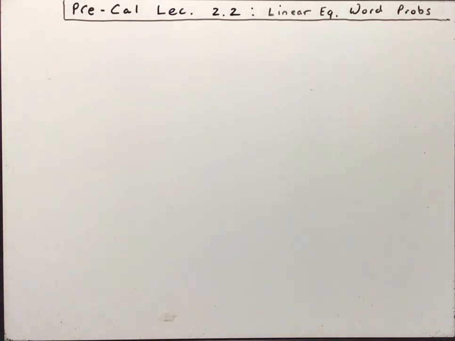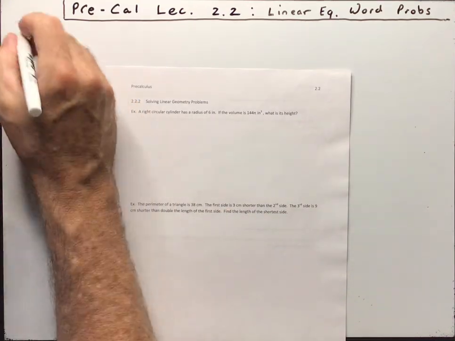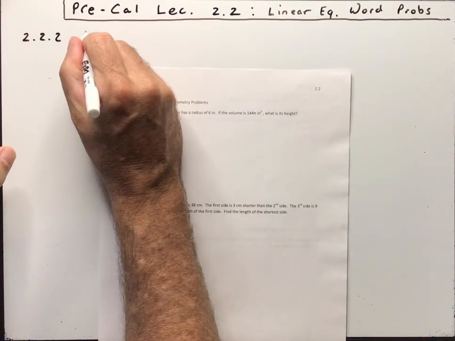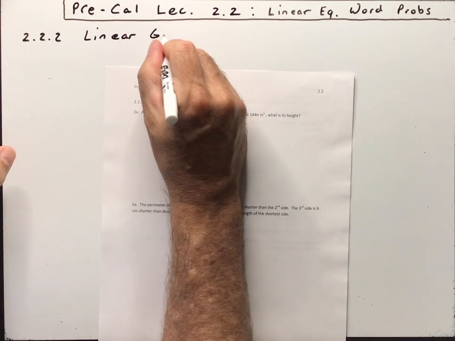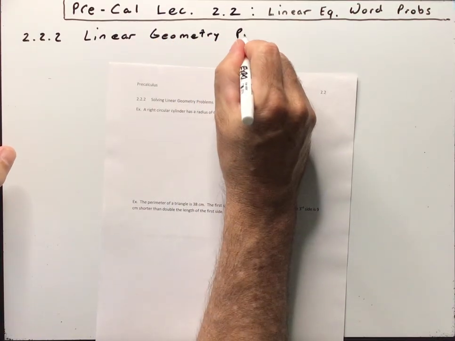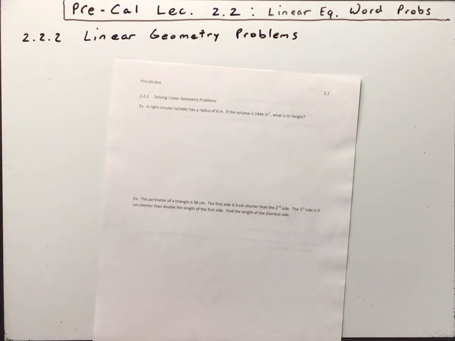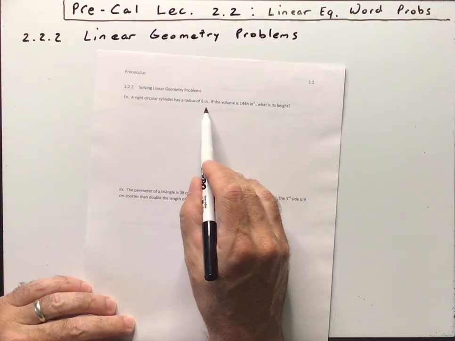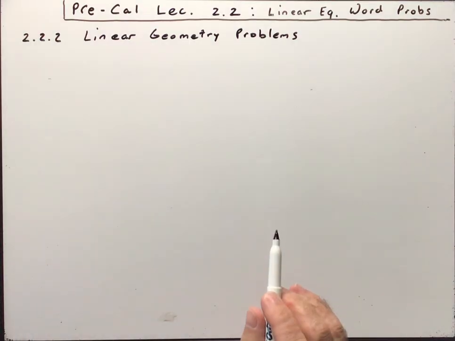Okay, so turn your notes over, and we're in 2.2.2 now. And we'll be talking about linear geometry problems. The first one says a right circular cylinder has a radius of 6 inches. If the volume is 144 pi inches cubed, what is its height?